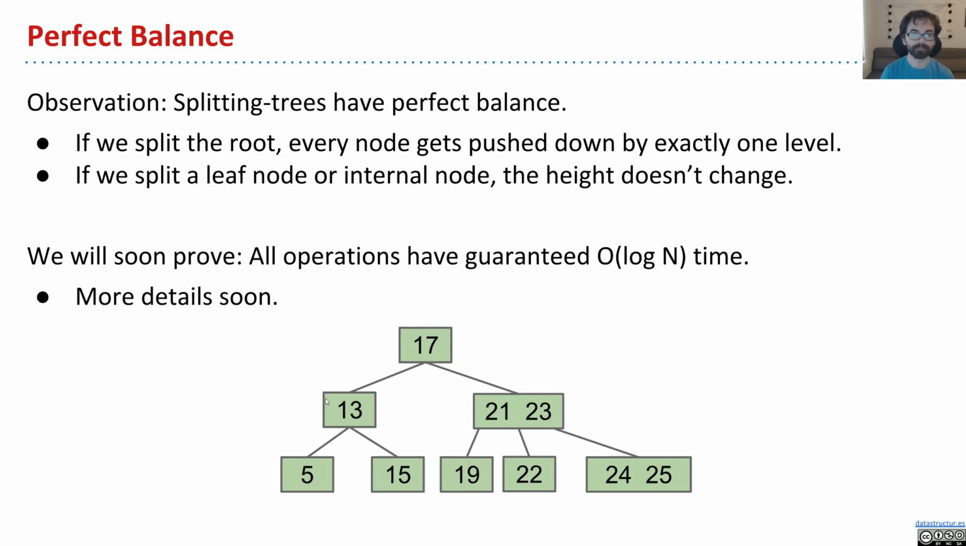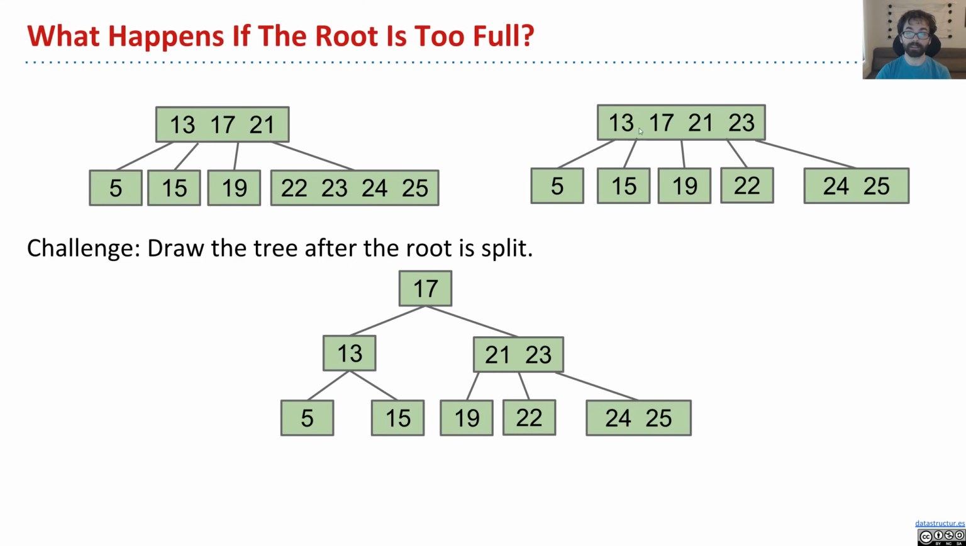It's bushy. So if we think about this a little more, and we're going to go through a more careful analysis in a bit, we can see that these trees, these splitting trees, have perfect balance. If we split the root, then every node gets pushed down exactly one level. You see what happened here? It was all height 1, all the leaves were depth 1, and now they all got pushed down.